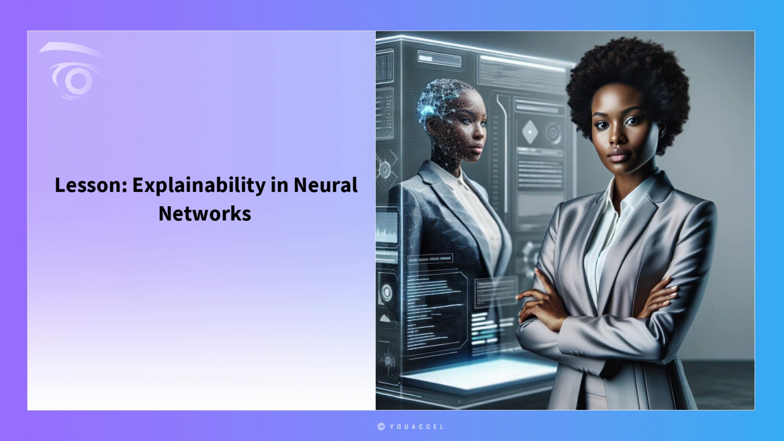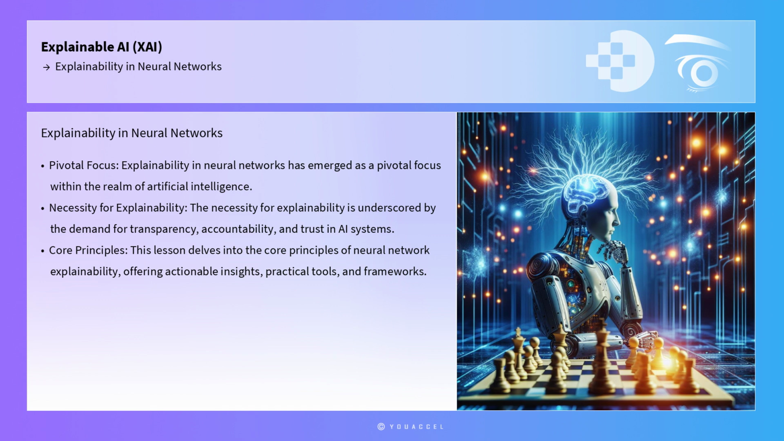Lesson: Explainability in Neural Networks. Explainability in neural networks has emerged as a pivotal focus within the realm of artificial intelligence, particularly as neural networks become more complex and their applications more widespread. The necessity for explainability is underscored by the demand for transparency, accountability, and trust in AI systems.